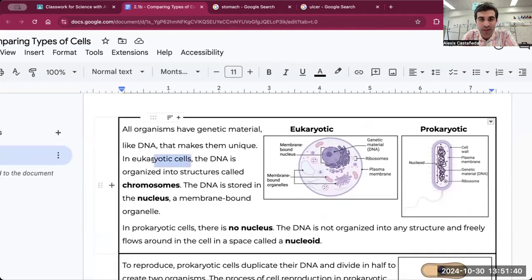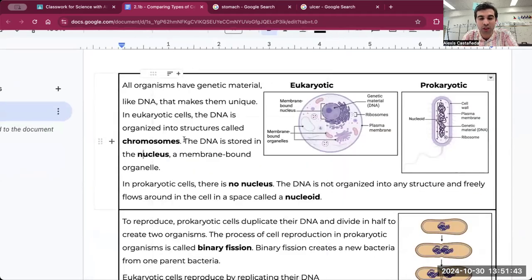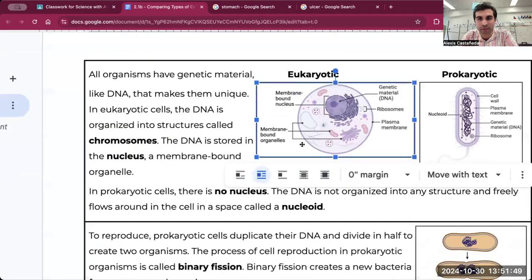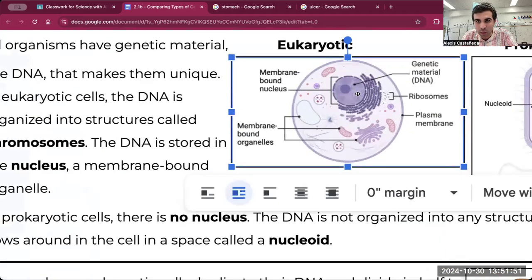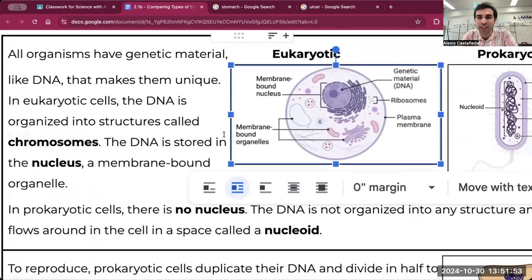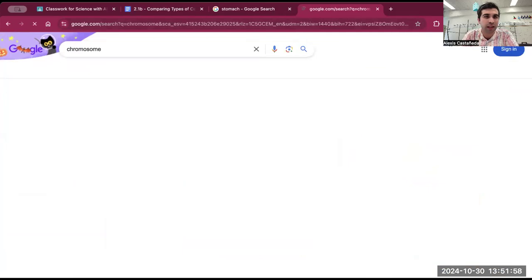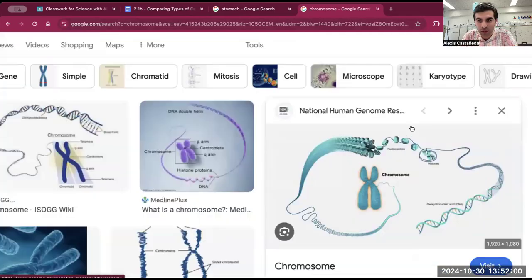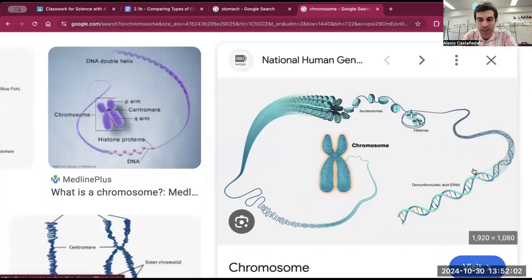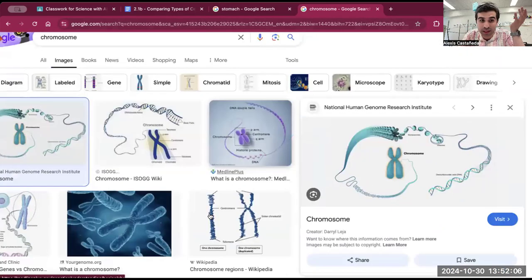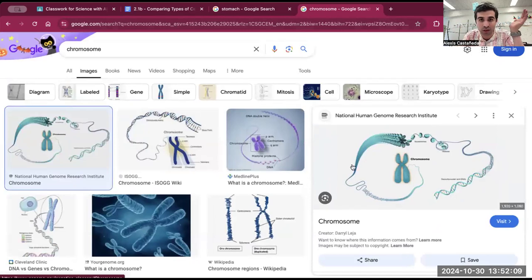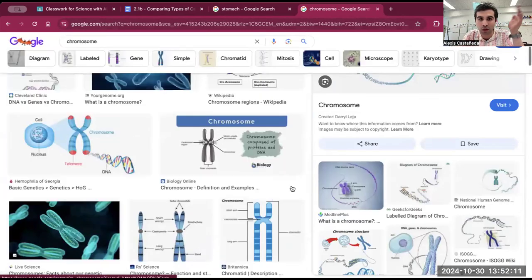In eukaryotic cells, the DNA is organized into structures called chromosomes. The DNA is stored in the nucleus, a membrane-bound organelle. So if we look here at the eukaryotic cell, inside the nucleus, we have DNA. That DNA is folded into a structure called a chromosome. You may not know what a chromosome is. It's not too important, but DNA is just a long molecule that gets wrapped up into this structure called a chromosome. It's the same exact thing. So if someone says DNA or someone says chromosome, they are talking about the same exact thing. Chromosome is just the shape.